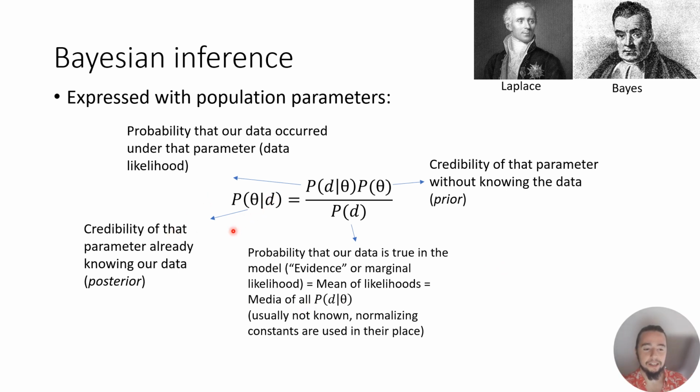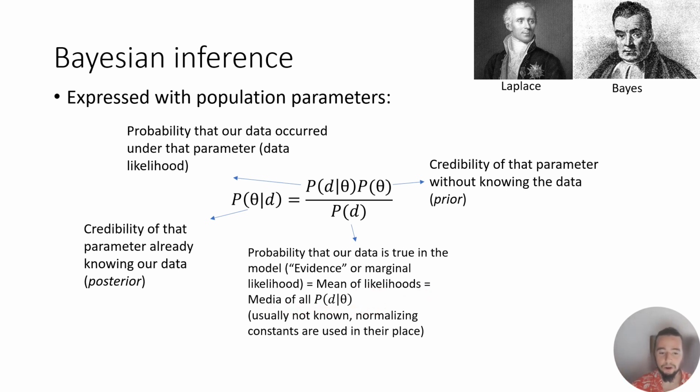The probability, or conditional probability, of the parameter given data can be expressed as the credibility of that parameter already known in our data. This is the posterior belief, or the posterior probability, which can be calculated as the probability of our data occurring under that parameter, the data likelihood, multiplied by our prior probability or prior belief, that is the credibility of that parameter without knowing the data, and divided by the probability of the data, which can be called evidence or marginal likelihood, and can be expressed as a mean of likelihoods, the mean of all probabilities of data given parameter.